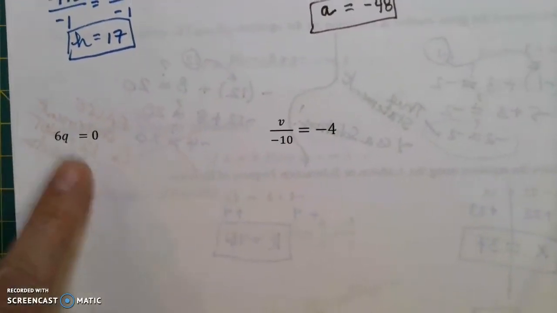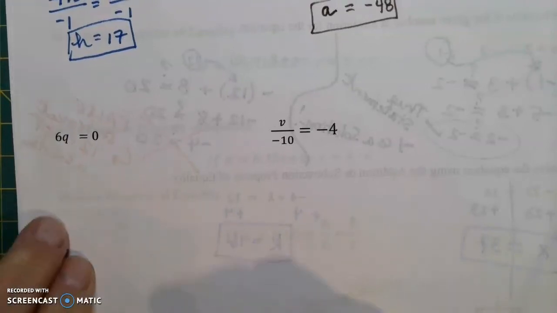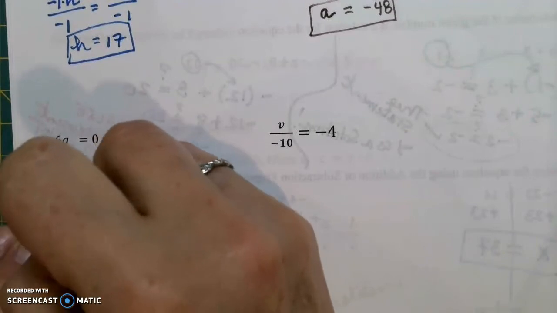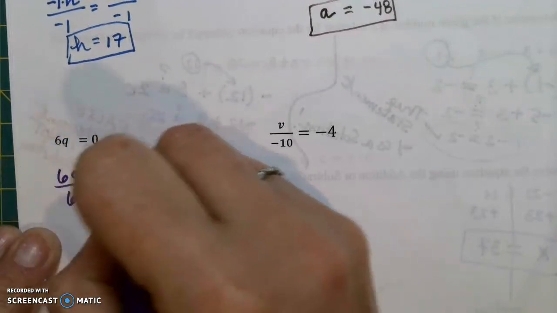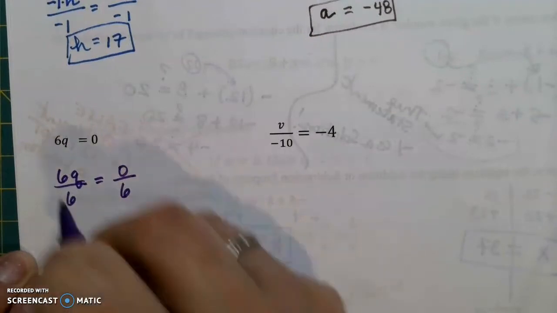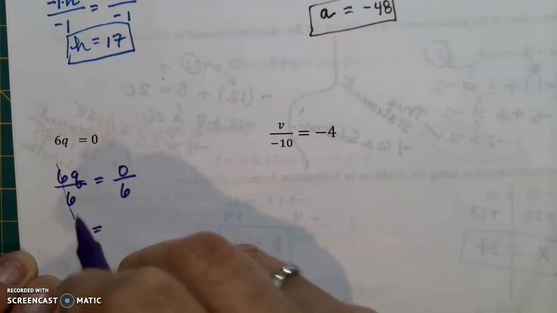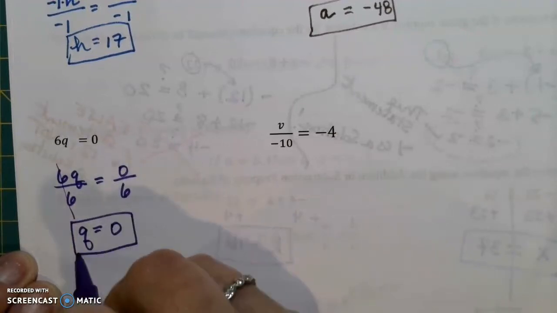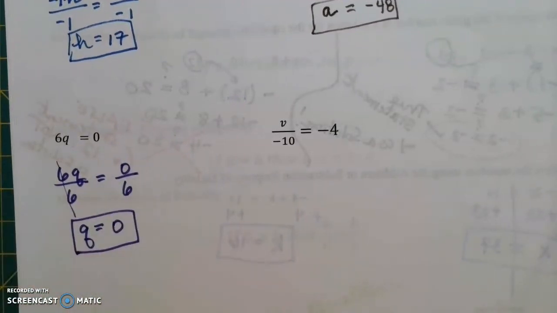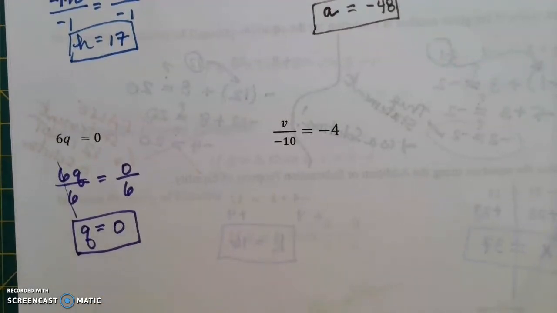On the bottom left, we are multiplying there, right? 6 times q. So we're going to undo that by dividing by 6. So 6q divided by 6 will be the same as 0 divided by 6. Those divide out. We get q by itself on the left. And then on the right, that's when it would be 0, right? We are not actually dividing by 0. So this one is okay. It's not an undefined situation.